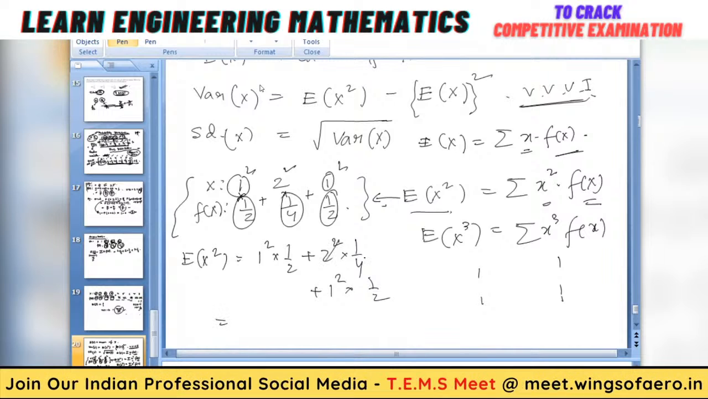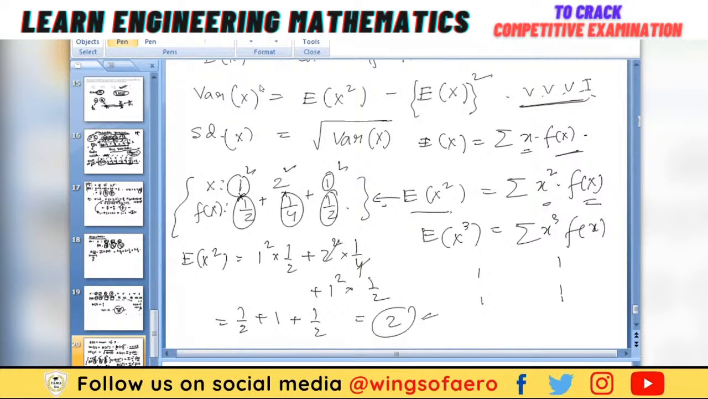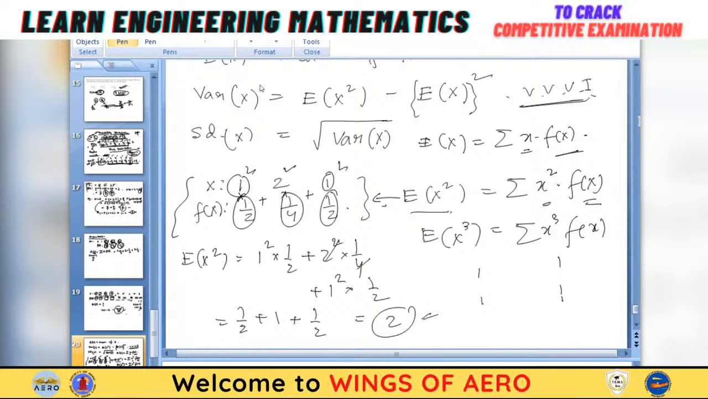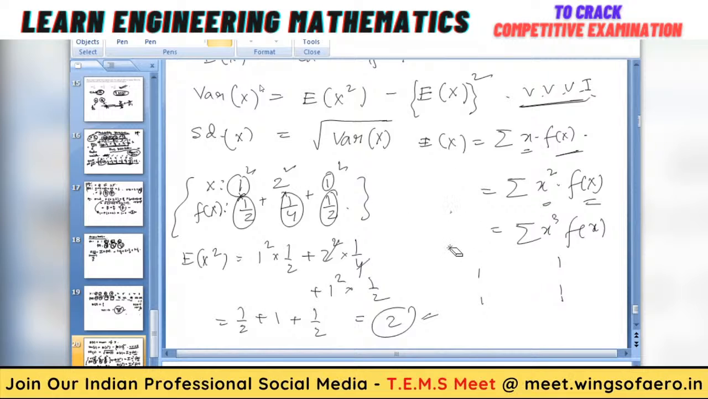Okay, so 2 square into 1 by 4 is 1, and 1 by 2 plus 1 plus 1 by 2, that is 1 plus 1, which is 2. Okay, 2 is the answer. Now, can you tell me what is the variance of this? This is the expectation of x square. Already you have found the expectation of x. Now tell me what is the variance of this distribution.